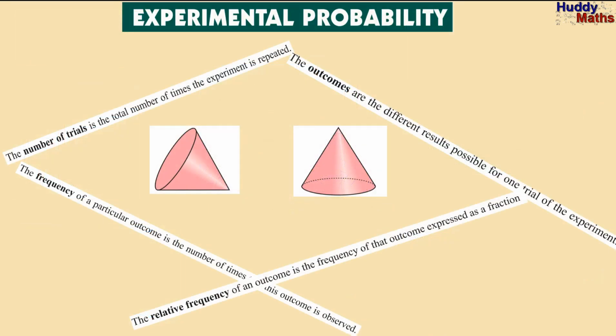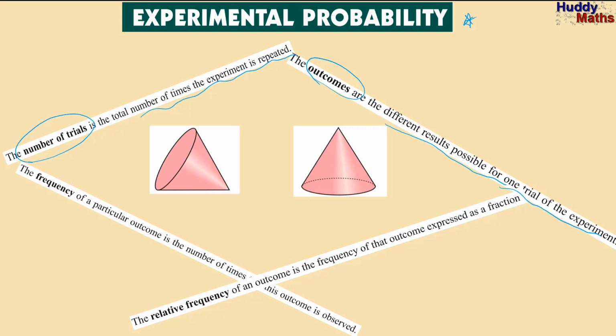Okay, so this is a bit of a review of the words that we've been using before in experimental probability, where we're actually going to do the experiment many times and see if we can work out our chances in the long run. That's something we usually use in the long run. What's your chance of getting that? So number of trials, we've seen that before, is the total number of times the experiment is repeated. The outcomes make up the sample space, are the different possible results on one trial of the experiment.